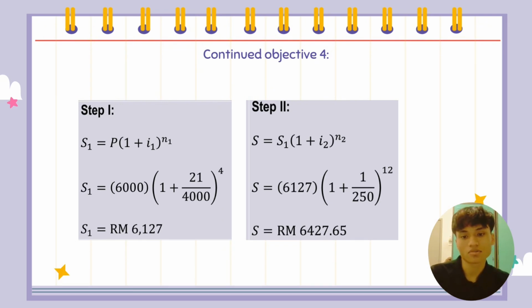S1 equals RM6127. For step 2, the formula is S equals S1 multiplied with (1 plus I2) to the power of N2. So S equals 6127 multiplied with (1 plus 1 over 250) to the power of 12. S equals RM6427.65.